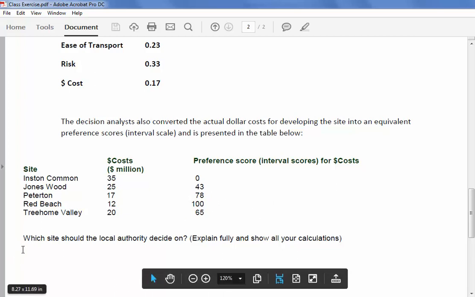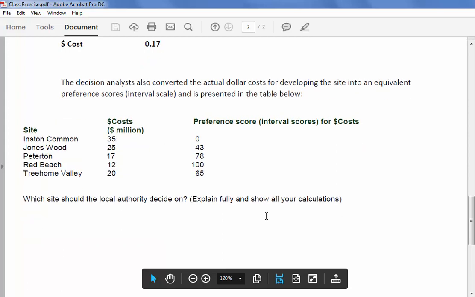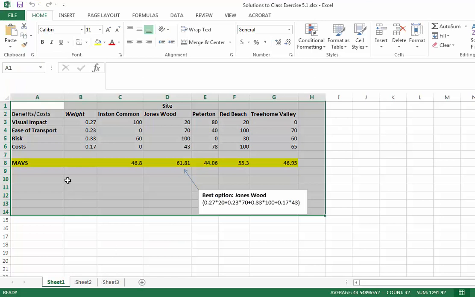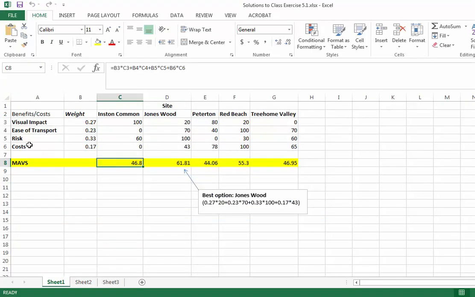So now the question, which site should the local authority decide on? So taking into account all the preference scores, the weighting and so on, we need to calculate a multi-attribute value score. So I'll just go across to my Excel spreadsheet where I've done this, and you can see I've put in this spreadsheet the different attributes: visual impact, ease of transport, risk and costs, and then I've put the weightings that were given. Please note, if these weightings don't add up to 100, these ones do. You can see the sum's 1 or 100.